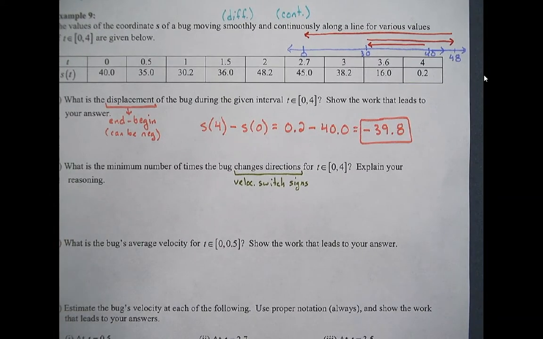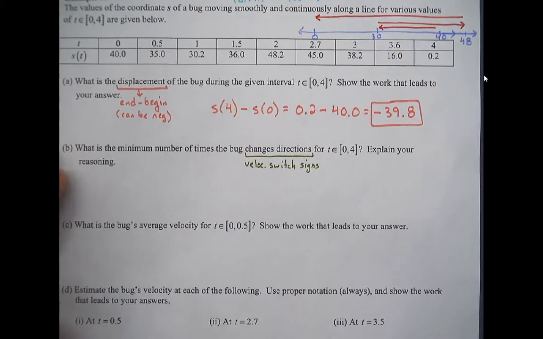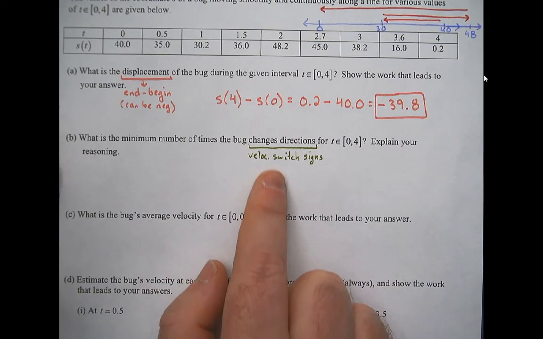So from this chart, our particle, or our bug, we could say our bug has changed directions twice. It went left, it went right, then it went left again. But that's not a good enough reason, because I drew this chart, and we don't know when it turns around. So what we're going to do is try to figure out some values of velocity.